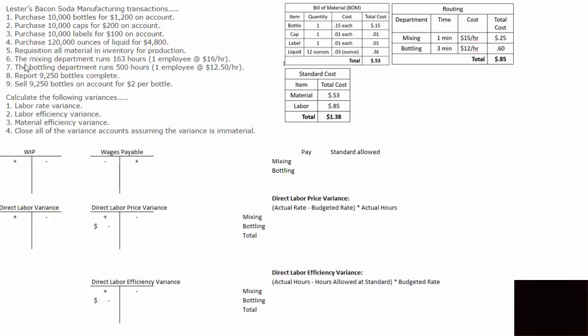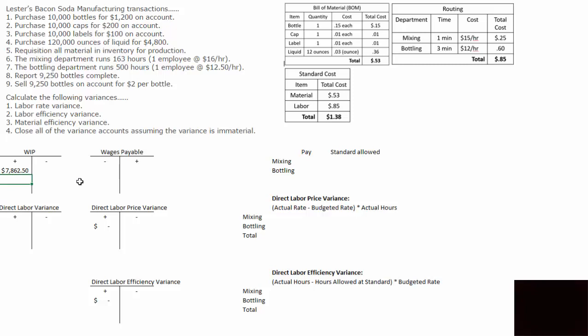So I know I should have 85 cents for every one bottle that I complete. And what we know here is that we have a mixing department and a bottling department that work for differing amounts of time, but we'll assume that they complete 9,250 bottles of soda. So I know that we should put into work in progress for the labor 9,250 bottles times 85 cents, because it goes in at standard cost. So 9,250 times 85 cents, $7,862.50.